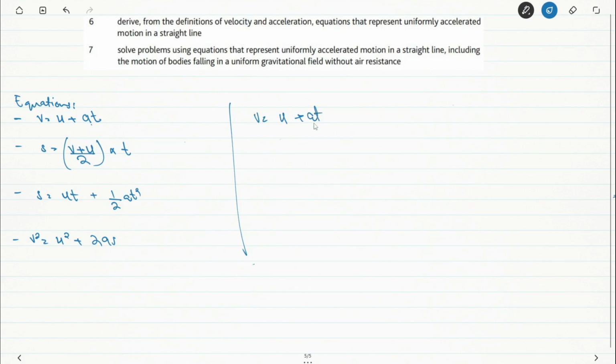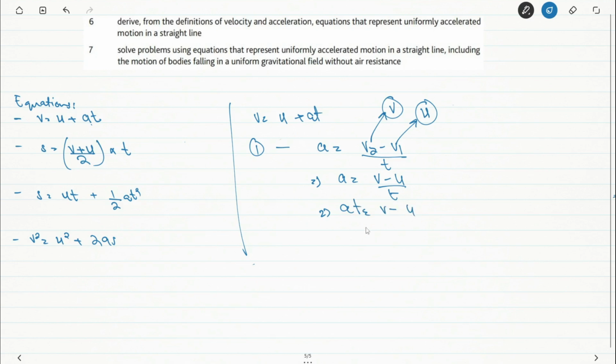Now, the first derivation is the easiest one, which is v equals u plus at. This is the first equation of motion. You know the equation a is equal to v2 minus v1 divided by t, right? Now, in these equations, the value v2 will be written as v, and v1 will be written as u. The initial speed is u, and the final speed is v, so just keep that in mind. Now, a is equal to v minus u over t, and this becomes at is equal to v minus u, and finally v is equal to u plus at. So this is the first equation that we have just derived.